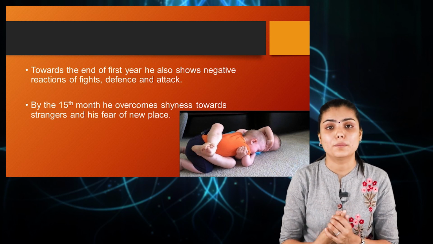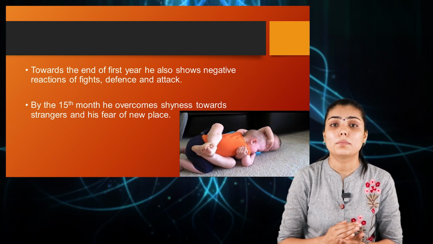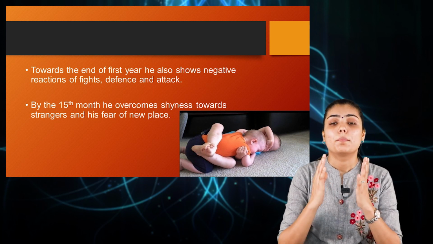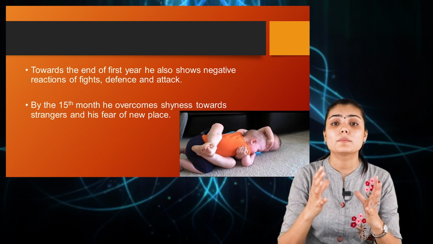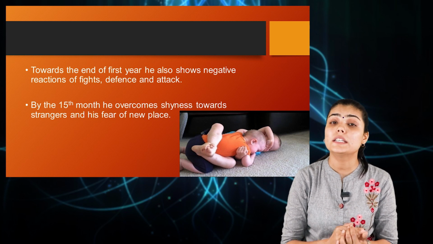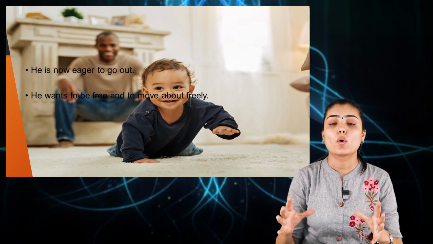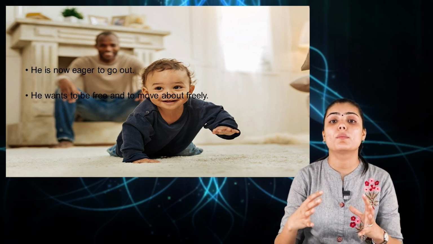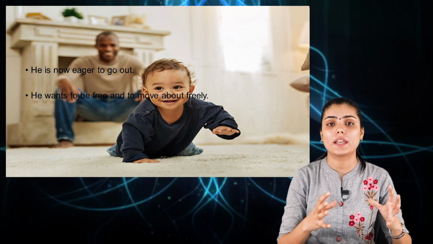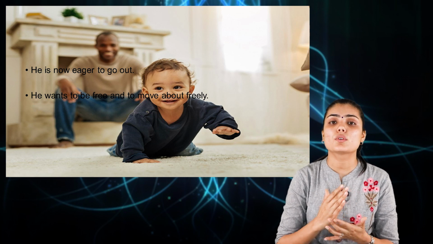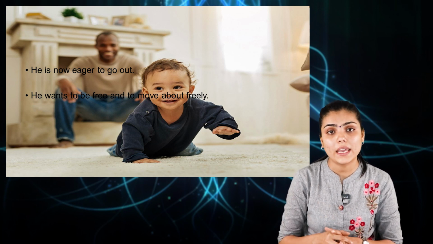Now, by the end of the first year, the child also starts showing negative reactions like fighting, being defensive, or attacking other people. By the 15th month, he overcomes shyness. By the 15th month, the child is also eager to go out and wants to be free and move about freely in the place where he or she lives. This is the social development till 1 year of age, right?